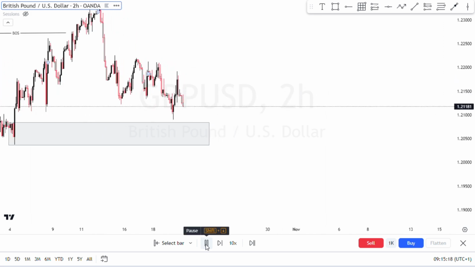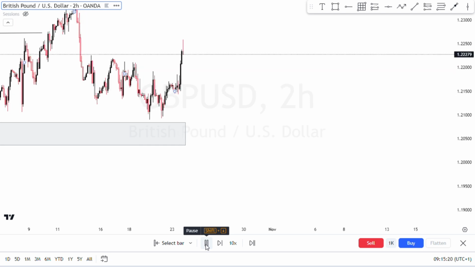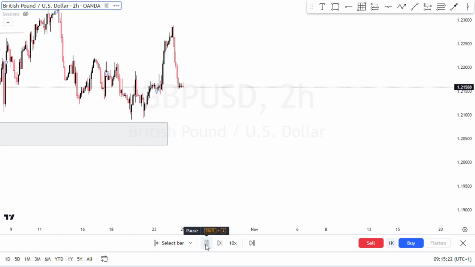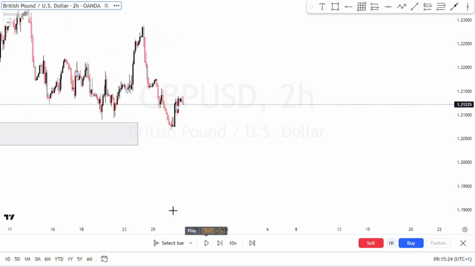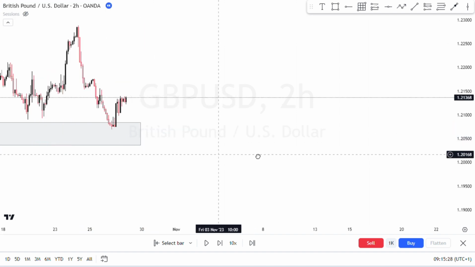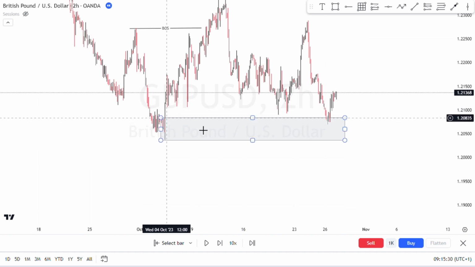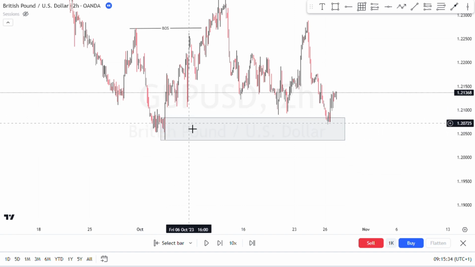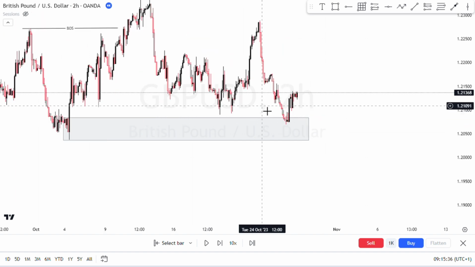So price is here to tap into our entry. You can see that price ended up tapping into our particular entry. Normally I can't enter into this trade using this particular order block because this order block is too big for me. I have to go down to a lower time frame to increase my risk to reward ratio.